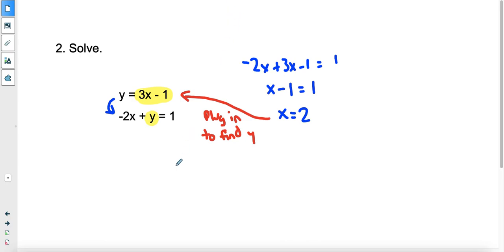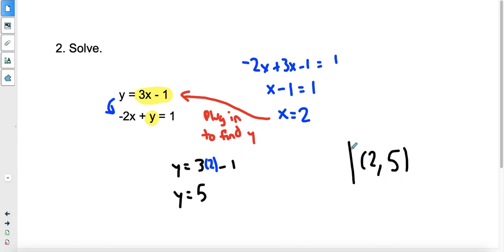And I know y is equal to 3x minus 1. So in place of my x value here, I'm just going to plug in 2. So let's do that. Now, 3 times 2 is 6. Minus 1 is 5. So I have y is equal to 5. And I can write this as a point: 2, 5. And that's my answer.